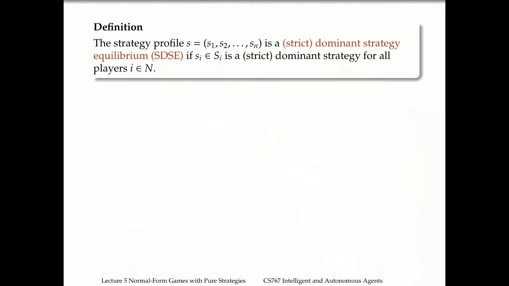And this leads to the definition of the equilibrium. Because everybody, if they have a dominant strategy, would of course play it. And so a strategy profile is a strict dominant strategy equilibrium, or SDSE, if this strategy s_i is a strict dominant strategy for all the players. So this is a situation where everybody plays a strict dominant strategy, and that is what we call the SDSE.